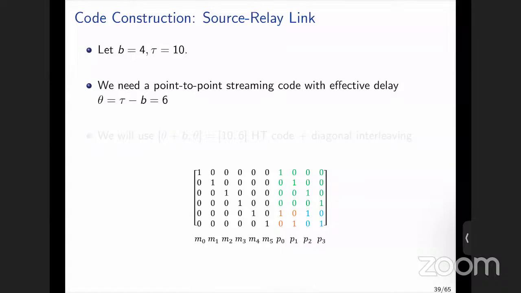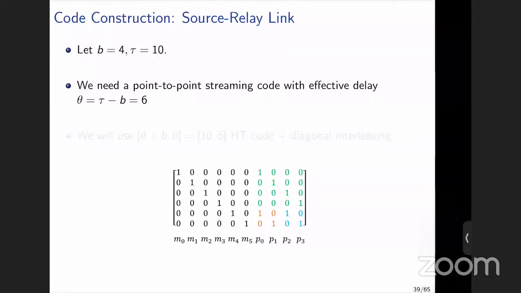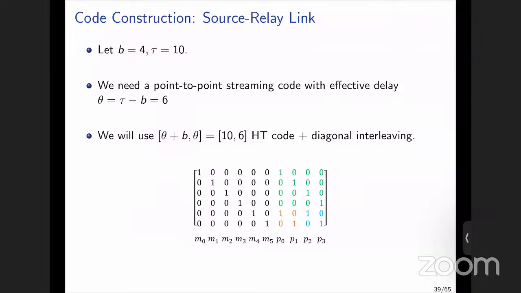If you recall, if you look at the source to relay link, it's a point-to-point setting, right? So we need a point-to-point streaming code with effective delay theta, which is tau minus b, which is 6. So what we are going to do is use a 10.6 HT code plus diagonal interleaving. So what was the HT code? We already saw this generator matrix in one of the previous slides.